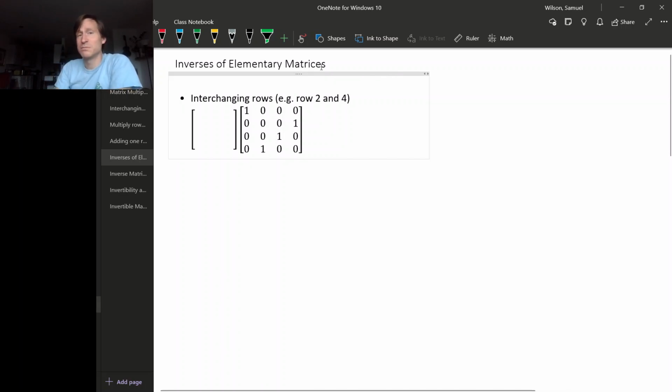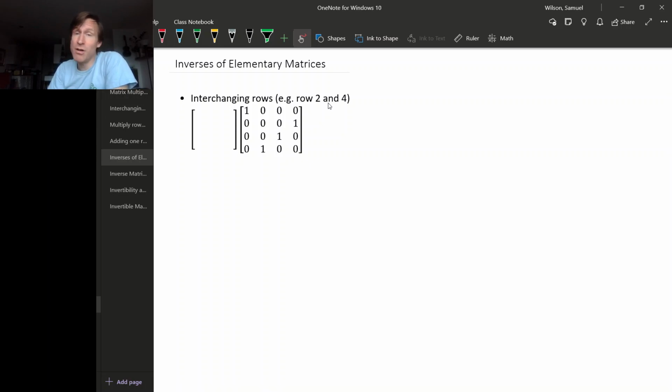One extremely nice property of the elementary matrices is that they're all invertible, and not only are they invertible, their inverses are actually pretty easy to find. So let's figure out the inverse matrix for this row operation. The row operation that interchanges, say, row 2 and row 4 in a 4 by 4 matrix. So here is that elementary matrix.